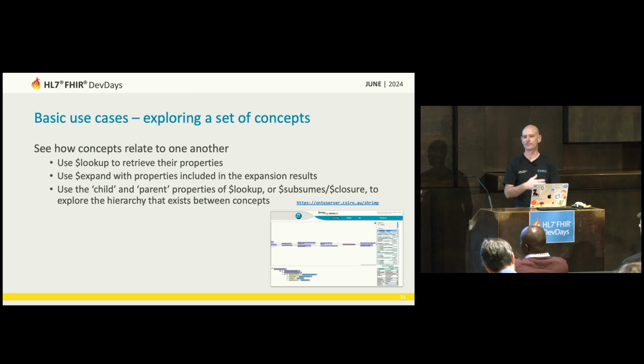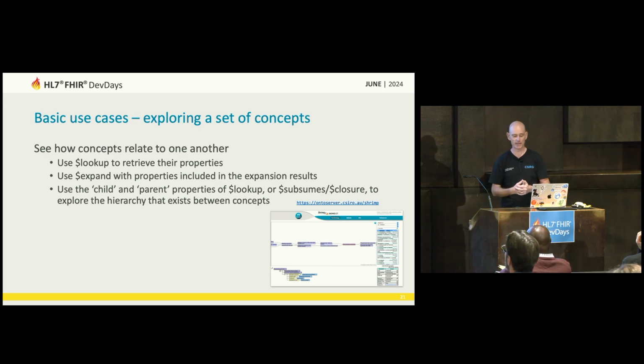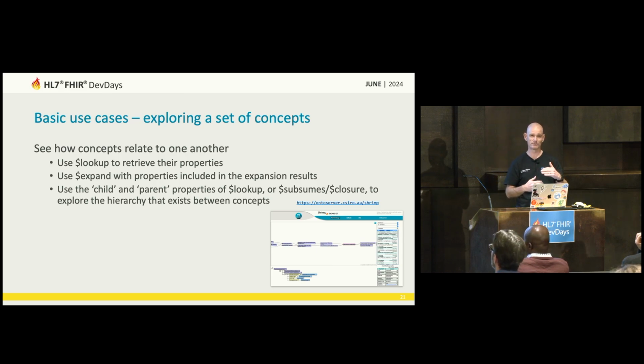Exploring a set of concepts, like finding out about a code. We can use the lookup operation to find out about a code and its properties. We can also use the expand operation to ask for a set of codes and their properties, so we can get back properties in expand, which is particularly good if you want the same set of properties for a whole chunk of codes. And we can use the child and parent properties in lookup to look hierarchically at how concepts relate, or you can use the subsumes operation I talked about before, or closure, which is even more complicated, and I'll talk about that in the next session.